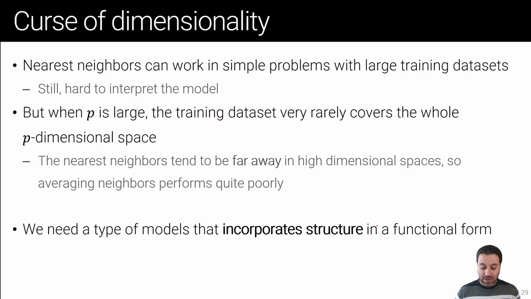When we have a very large dimensionality, it's very rare that we cover the whole space. So it could very well be the case that we have one observation in a certain point in the space, and then the closest neighbor to it is actually very far away in all P dimensions. And so we need some model that incorporates somehow structure in a more functional form. Something that is not just about looking at the training set and computing some kind of aggregate of the neighborhood. It's something that incorporates structure into the relationship between the X and the Y.